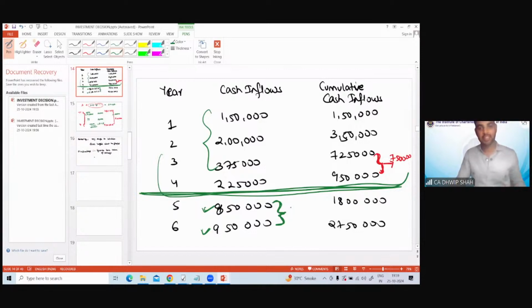Payback period says my initial investment is recovered now, so whatever could be your cash inflow after my payback period, I'm least concerned with that. This is what payback period says. Yes, it ignores the long-term period. Correct.